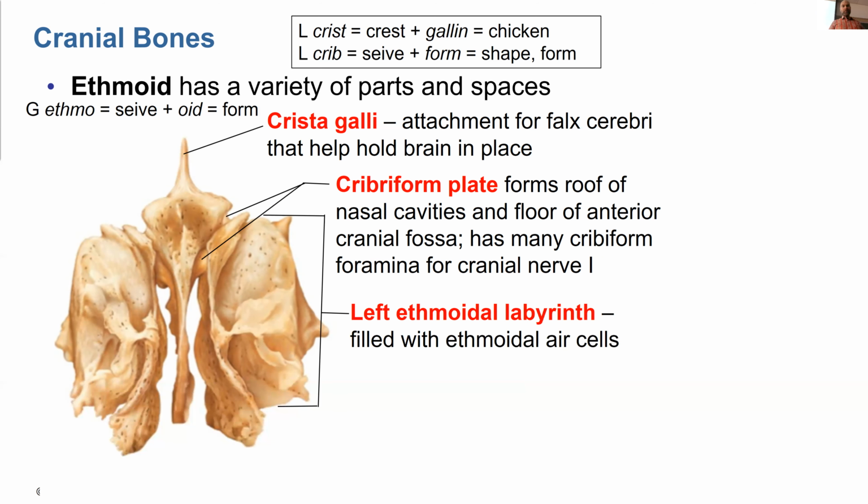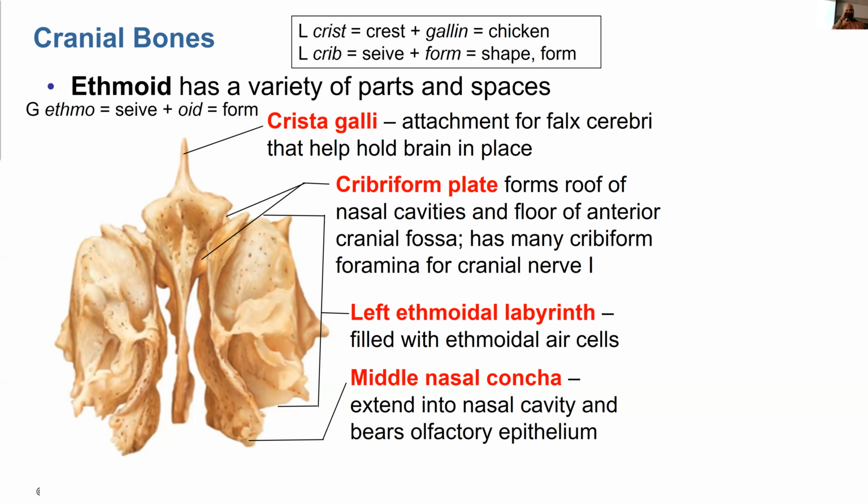We then have something appropriately called the ethmoidal labyrinth, which is filled with ethmoidal air cells. So this is like this kind of convoluted structure here. It's got air pockets inside of it. Notice you've got a left one, and of course you've got a right one here. So this is, I don't know if I made this clear, an anterior view of the ethmoid bone. So this is looking at it from the front, as if you're looking at my ethmoid bone right through my nose right there. And then finally, we have what's called the middle nasal concha.